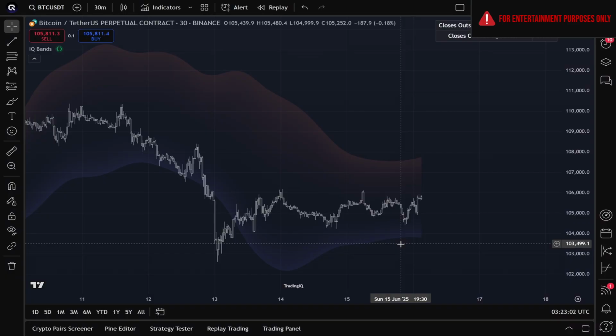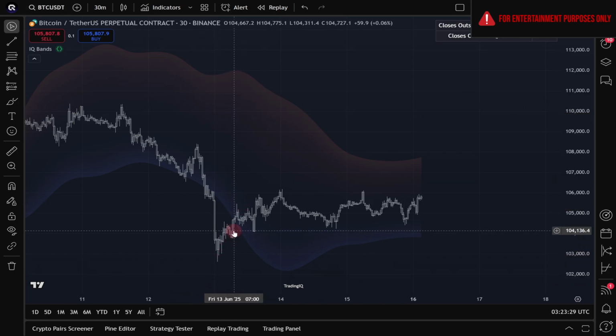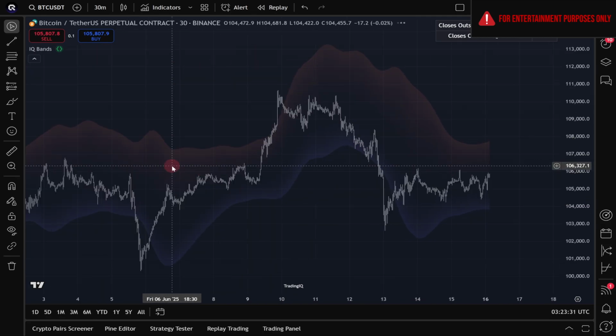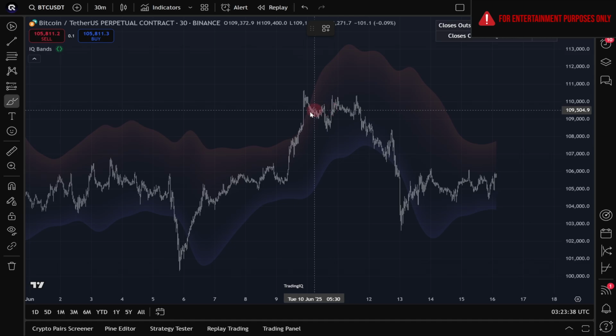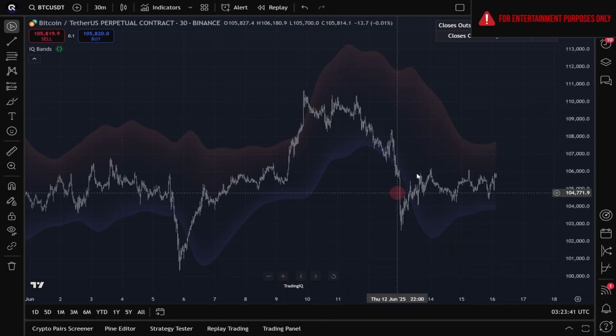Hello traders. Now on my chart, which is currently the Bitcoin USDT 30-minute chart, is the IQ Bands indicator. And from first inspection of the IQ Bands indicator, you can see we have some well-designed looking price bands that fit around where the current price is located.